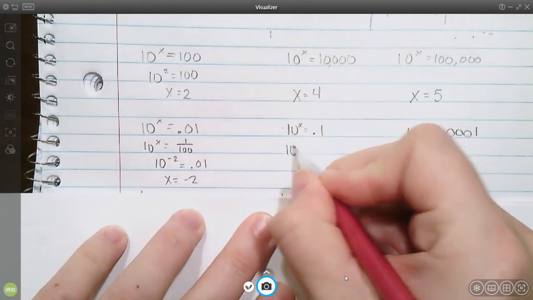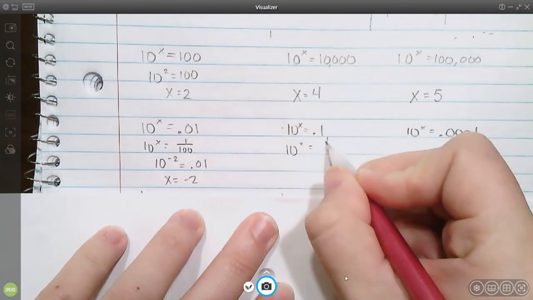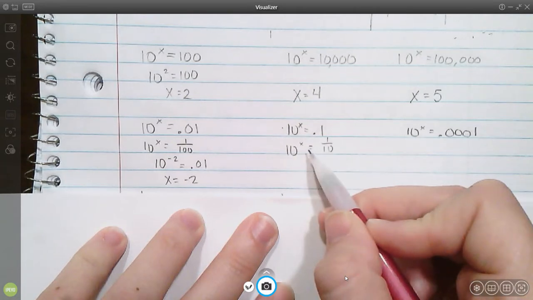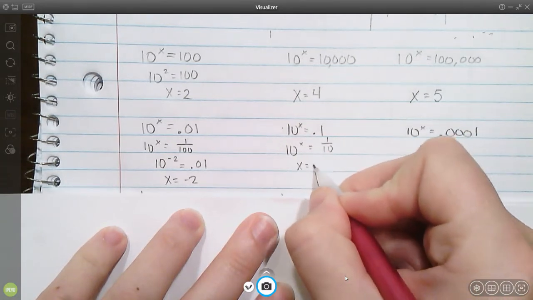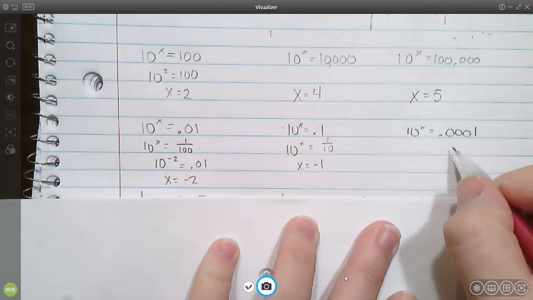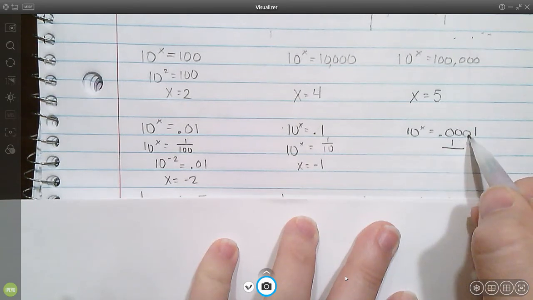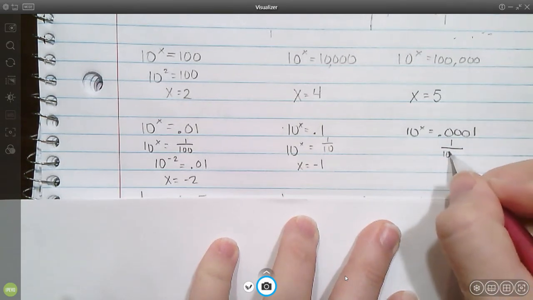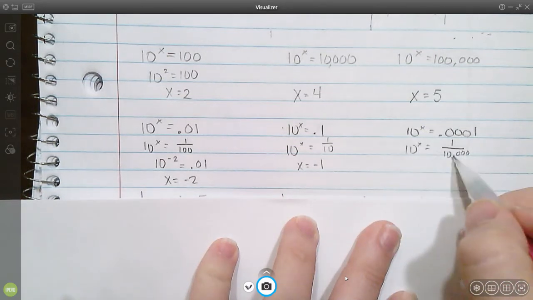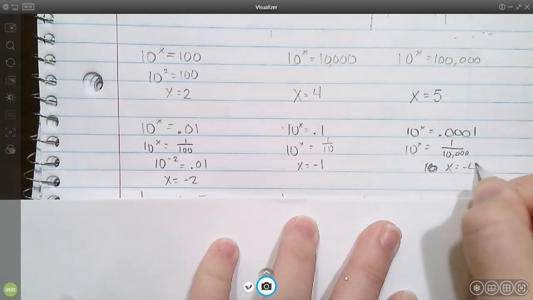Okay, this one is 10 to the x equals 1/10, so 1 over 10. So this is the same as 10 to the negative 1. So you're going to have x equals negative 1. This is the same as 1 over, so this is 10th, 100th, 1,000th, so 10,000th. And there are 4 zeros, so that would be x equals negative 4.